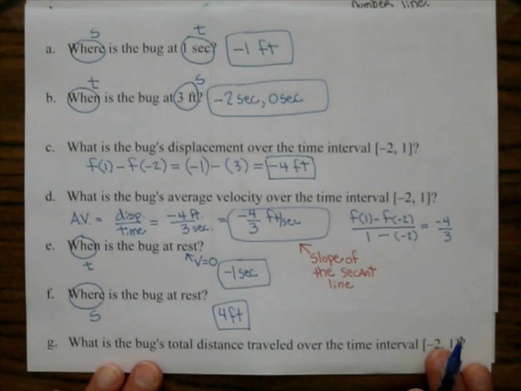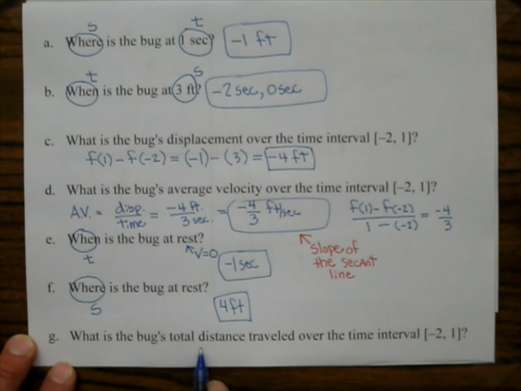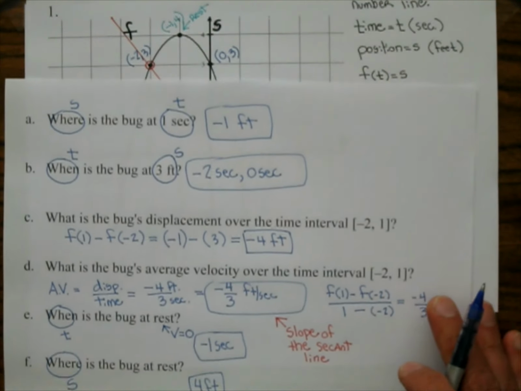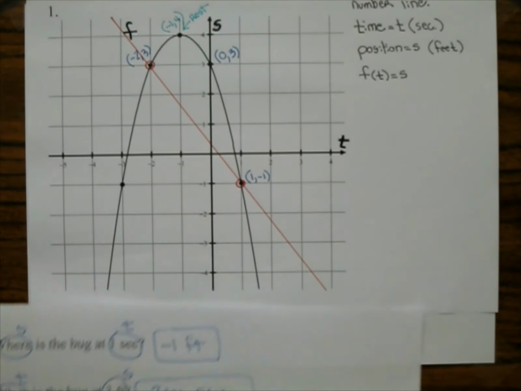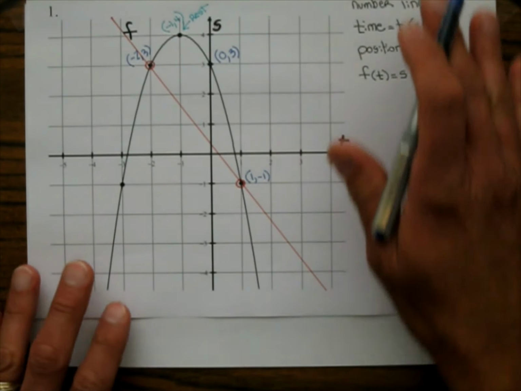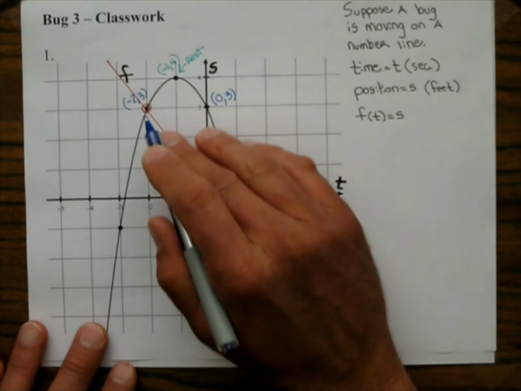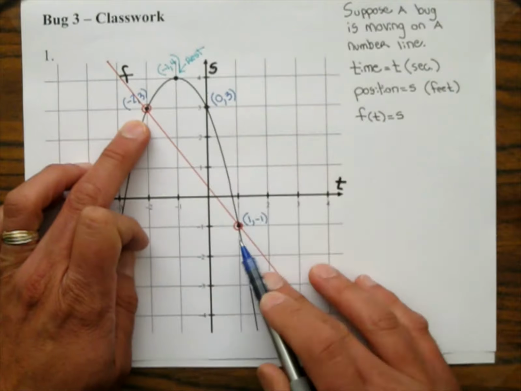The last question is, what is the bug's total distance traveled over the time interval -2 to 1? There's a few ways of doing this. The quick way for total distance traveled is, here's the bug.